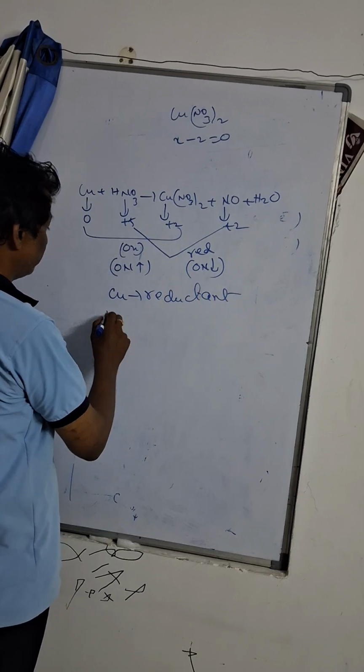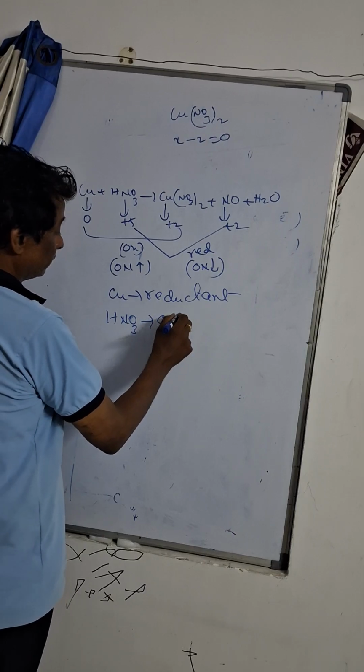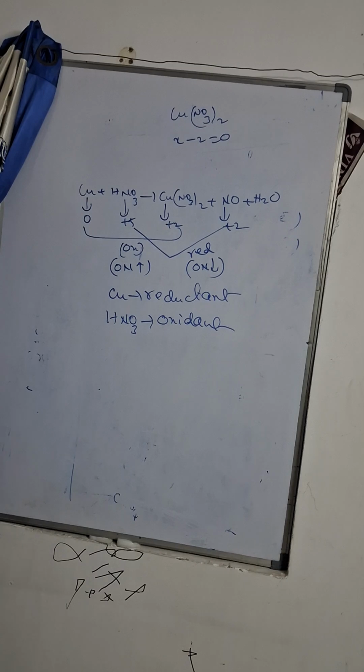Okay, here HNO3 is the oxidant. So we need to identify oxidant and reductant. Okay, in this reaction, copper is the reductant, HNO3 is the oxidant.